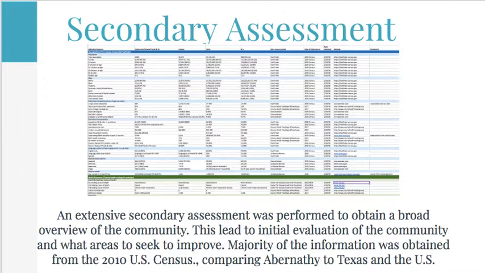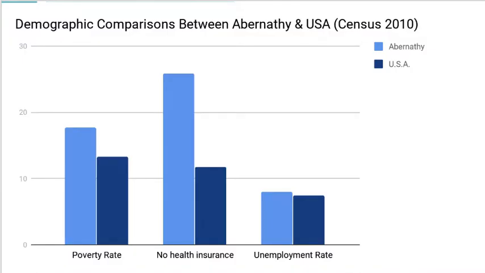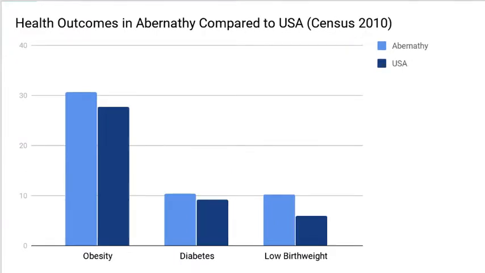There are a few things that really stood out to me from this secondary assessment. This graph shows a really large amount of information that stood out to me, mainly these demographic comparisons. As you can see, compared to the United States, Abernathy has a lot higher poverty rates, a lot higher population with no health insurance, and a lot higher unemployment rate. Additionally, health-wise, obesity, diabetes, and low birth weight are a lot higher in Abernathy compared to the United States in the 2010 U.S. Census.